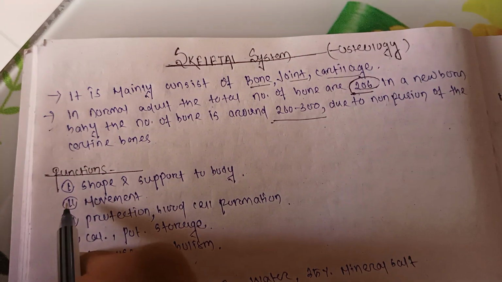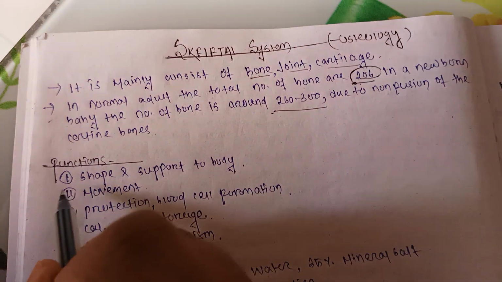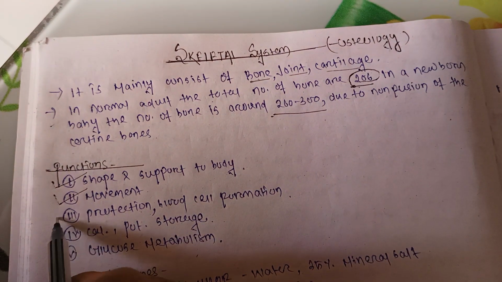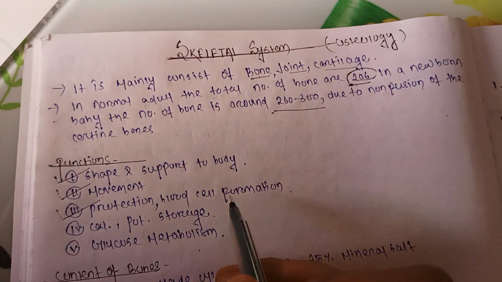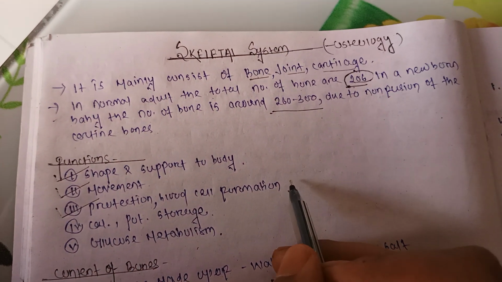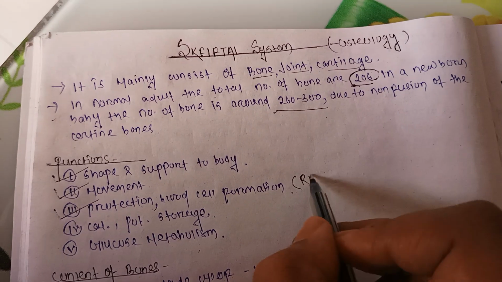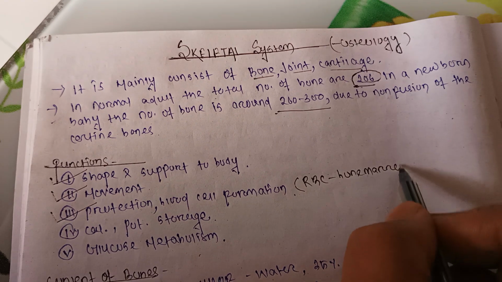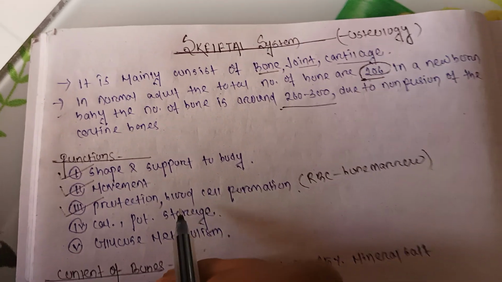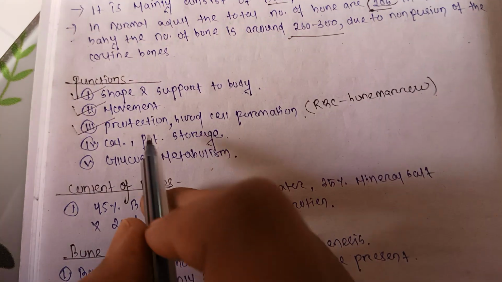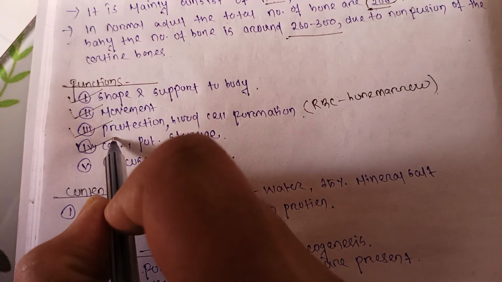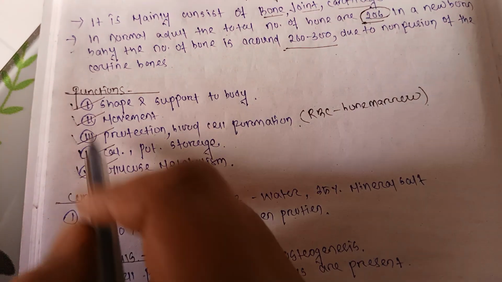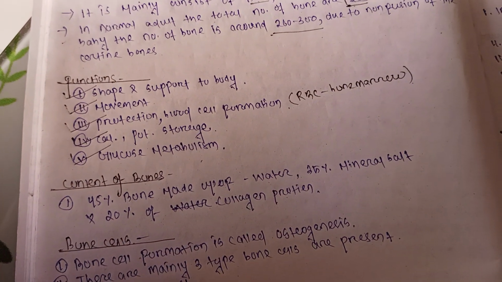The function of the bone: it provides shape and support to our body, it helps in movement, it provides protection, and blood cell formation. Our RBC, which is a blood cell, forms in the bone marrow. In this way it helps in blood cell formation, calcium and potassium storage, and glucose metabolism. These are the functions of the skeletal system.